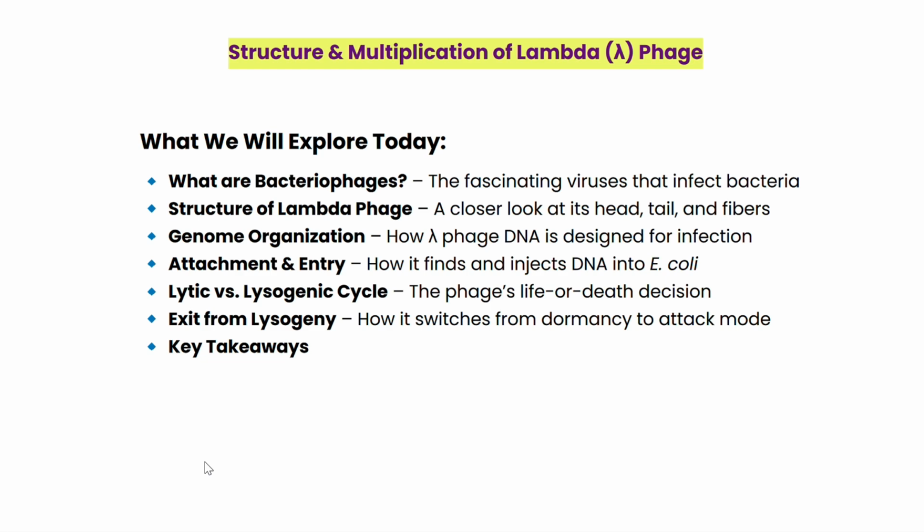This tiny but powerful virus infects E. coli, and its ability to switch between two life cycles, one where it rapidly multiplies and destroys the bacteria, and another where it silently integrates into the bacterial genome, makes it one of the most studied phages in microbiology. Today, we are going to explore the structure, genome, infection process, and life cycle of Lambda Phage in detail. By the end of this lecture, you will have a clear understanding of how this virus makes life and death decisions and why scientists use it as a model in genetic research.